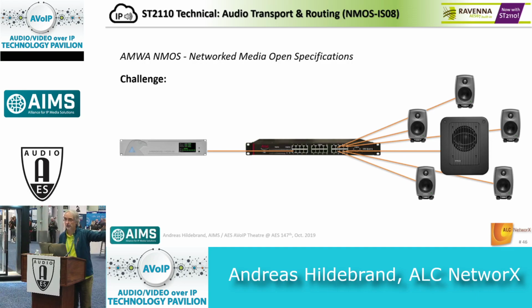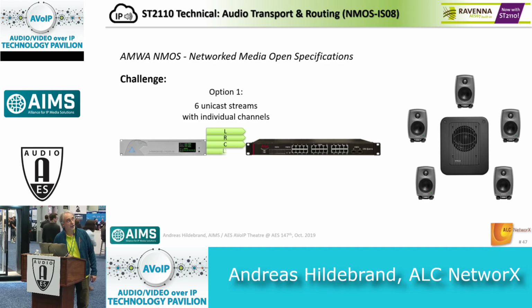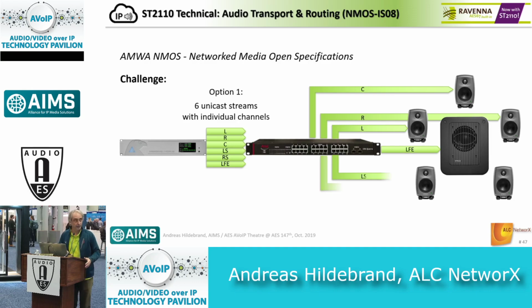Every speaker is connected to the switch. The sender is connected to the switch. That's the physical, that's the network connection. Now, how do I actually distribute the content to the individual speakers? Well, I could set up 6 unicast streams with individual channels in them, so with mono channels, and push them to the individual receivers. So the connection management system could go to all the individual speakers and say, okay, you are receiving the left stream, you are receiving the right stream, you are receiving, and so on, right?